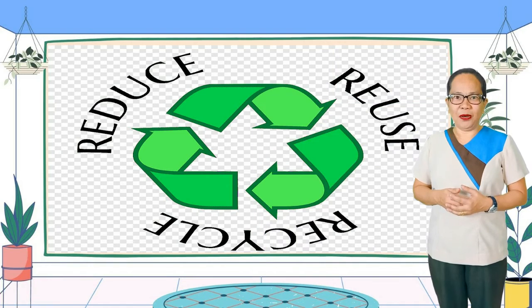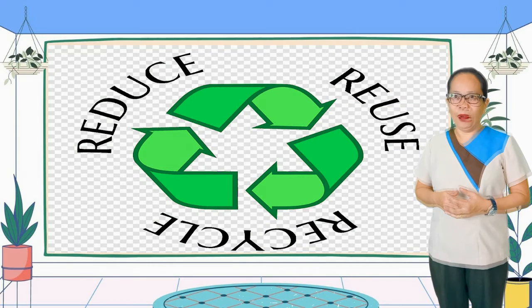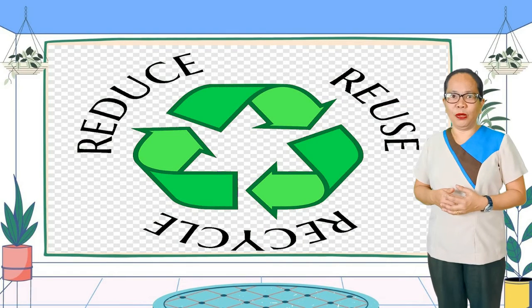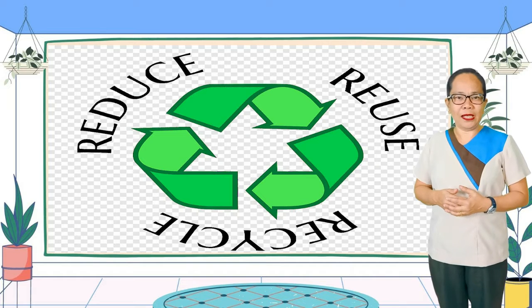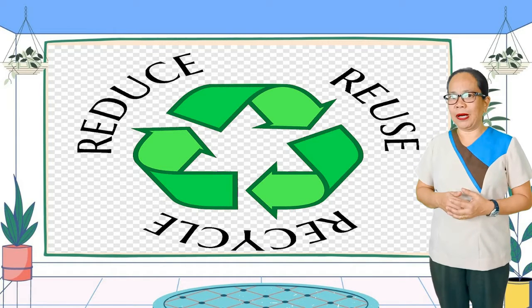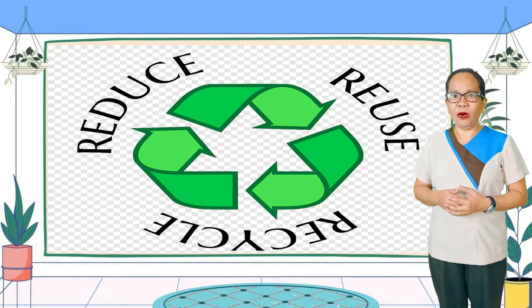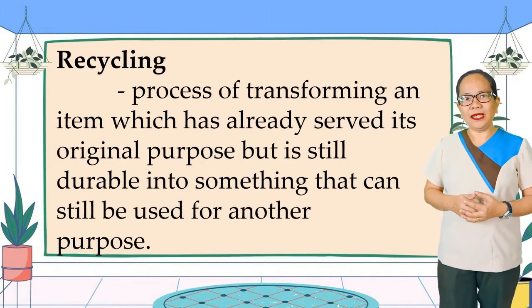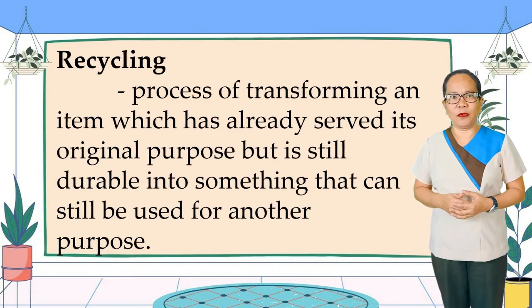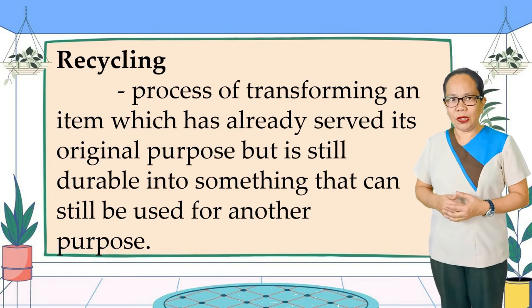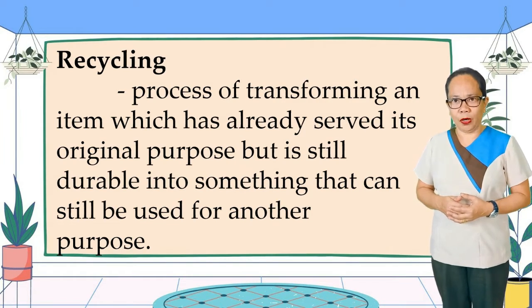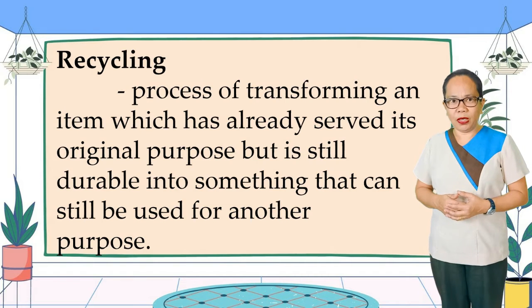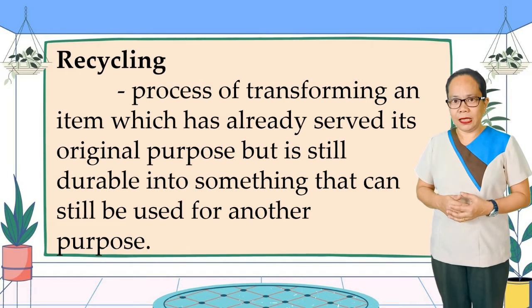Are you familiar with this picture or with this logo? We can see this picture or logo on the items that we buy sometimes in the supermarket. So, this logo pertains to what? Of course, to recycling. So, when we say recycling, this is the process of transforming an item which has already served its original purpose but is still durable into something that can still be used for another purpose.